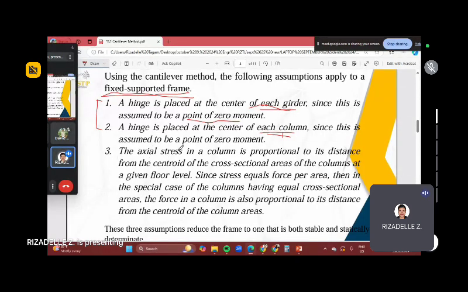Kanira ang assumption number 3 ang nalahi. The actual stress, no. Okay. If you remember, using portal method, the third assumption is on the shear stress. Now, shear stress ang basis. When it comes to cantilever, it's the axial. Axial stress, it means vertical loads.